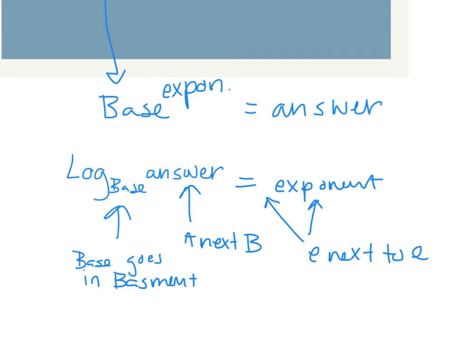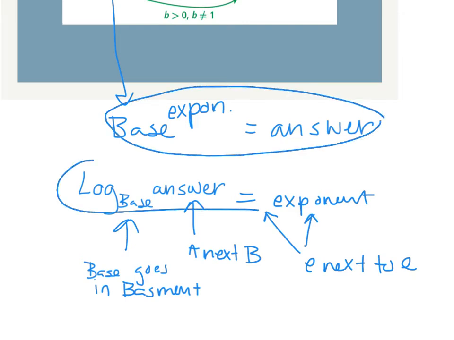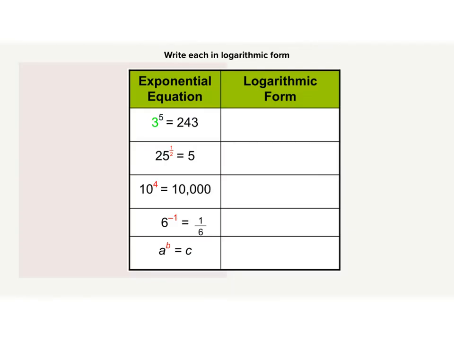So this is just one way you can think about it. You can look at it whichever way you want to. But it always has to go from this form to this one. And then we can go back from the log form to the exponential form. So let's do some examples now. We need to write each in logarithmic form.